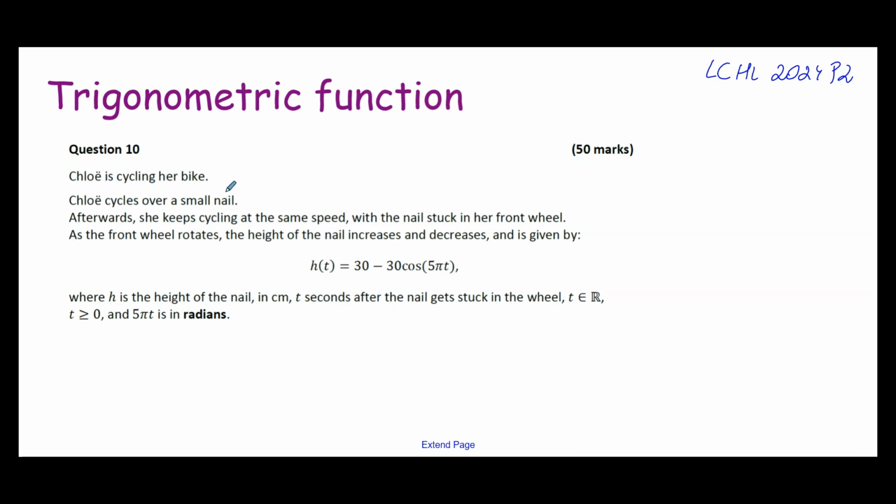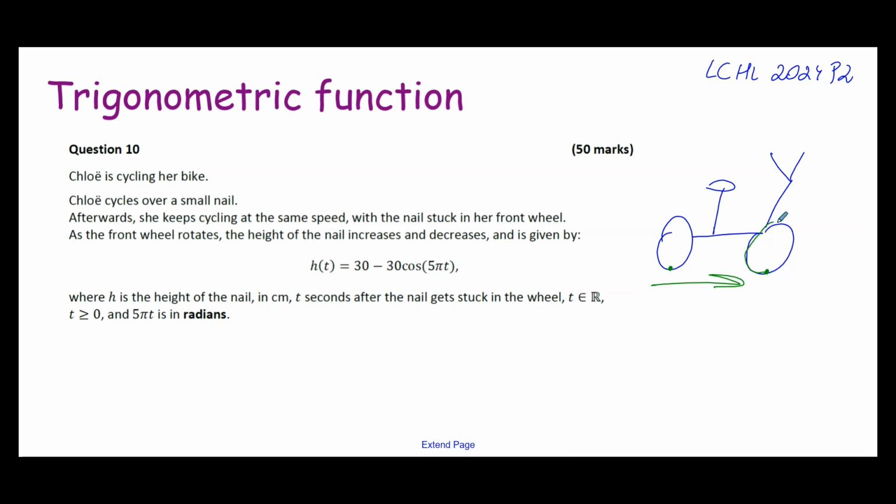Chloe cycles over a small nail. As well, we can imagine that. Afterwards, she keeps cycling at the same speed with the nail stuck in her front wheel. So we get that she's on, and now me trying to draw a bicycle. I don't know if it is such a great idea, but let's say that's a bicycle, okay? So the nail gets stuck. Oh, sorry, that was the front wheel, not the back wheel. So front wheel. So what happened as she keeps on cycling?